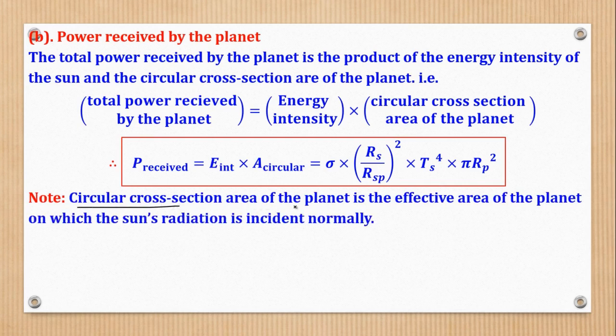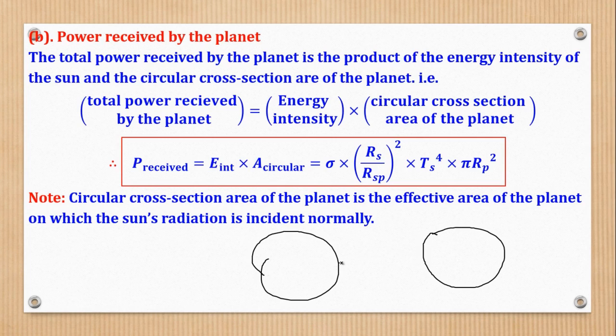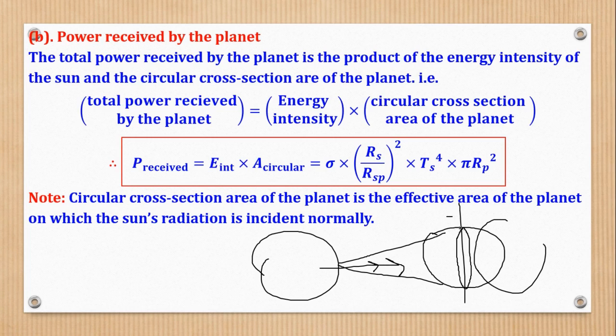The circular cross-section area of the planet is the effective area of the planet on which the sun's radiation is incident normally. Now the question is, why do we use circular? If that is the planet and this is the sun, the radiation received, if I look from this side, will be that fraction. So this other part will not receive any radiation. It will only be this half of it. And half of it, if you look from this side, will be a circle. That is why you use the word circular.